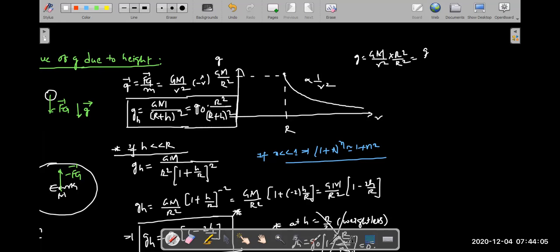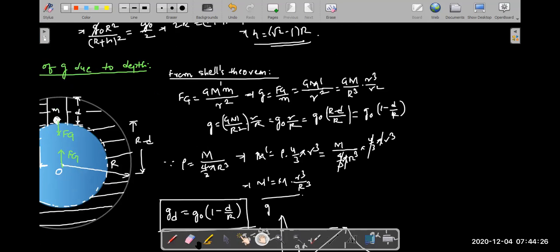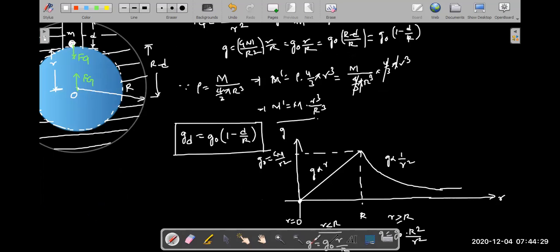So this is G M by R square into capital R square by small r square. So this is g naught into capital R square by small r square. This is how the value of g is changing, provided r is greater than capital R. For r greater than or equal to capital R, this is how the value of g is changing. For r less than or equal to R, how did the value of g change? Here we have written that if r is less than or equal to capital R, we know that g is equal to g naught into small r by capital R.